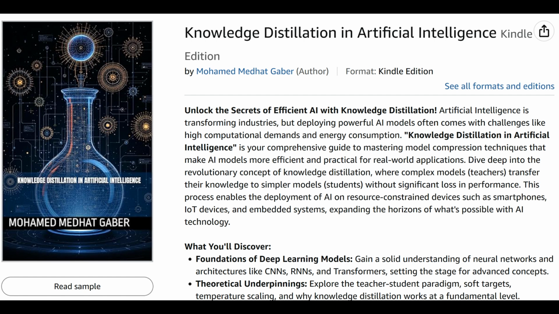How do we get the student to pick up on those subtle hints? That's where temperature scaling comes in. It's a parameter, usually called T, that we apply within the softmax function. That's the function that turns the model's internal scores into probabilities. If you set the temperature T higher than 1, it softens the probability distribution. It makes the probabilities less peaky, more spread out. This effectively amplifies those smaller probabilities, making the dark knowledge more visible.